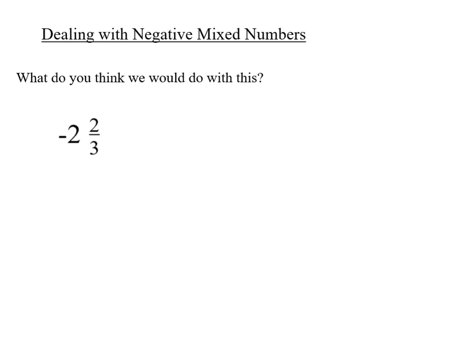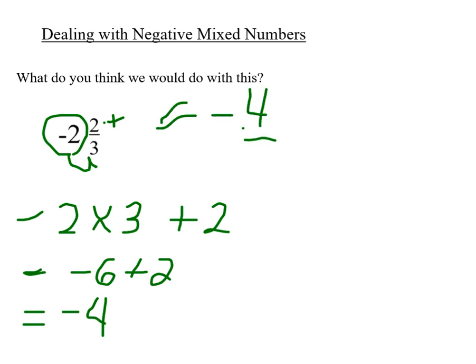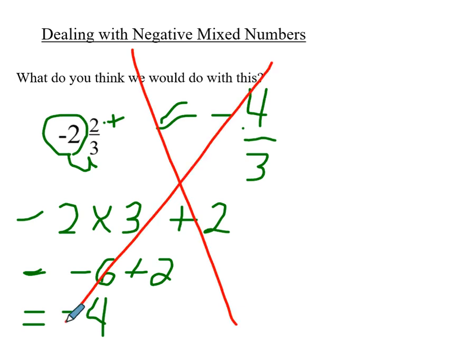So again, remember when you change a mixed number into an improper fraction, we take the whole number and we multiply by the denominator and then we add the numerator. Where people go wrong here is they think of the whole number as -2, and they'll do -2 times 3 plus 2, which is -6 plus 2, and they'll get -4, and they'll say, oh, this is equal to -4/3. But careful, that is not true.